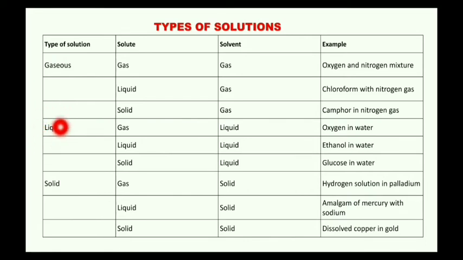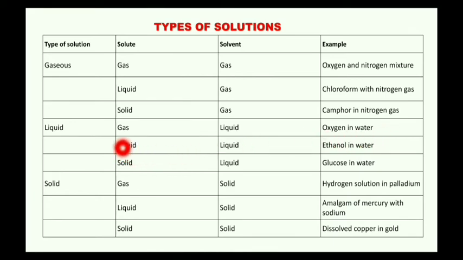Now let us look into the second type of solution, that is liquid solutions, where the solvent will be in liquid state and the solute phase can be solid, liquid and gas. So the first type is where gaseous solute is dissolved in liquid solvent. So gas, which is the solute, is dissolved in liquid, which is the solvent. The example is oxygen in water, where oxygen is the solute in gaseous state and it is dissolved in water, which is the solvent.